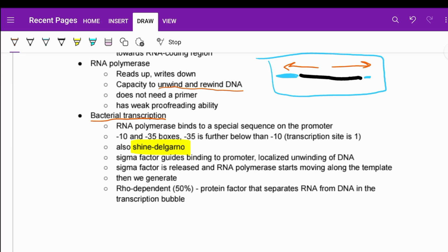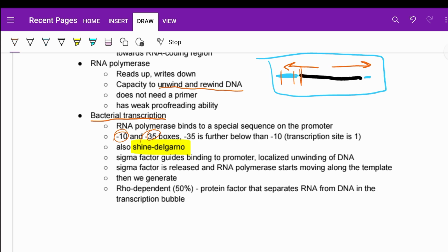This is slightly different from eukaryotes, and we're going to go over exactly how it is. So, RNA polymerase binds to a specific sequence of the promoter. That is usually the -10 and -35 boxes. If we're looking at upstream and downstream, negative 35 would be like down here, and negative 10 would be like here, and then the start would be like here. So that's kind of how those are located.